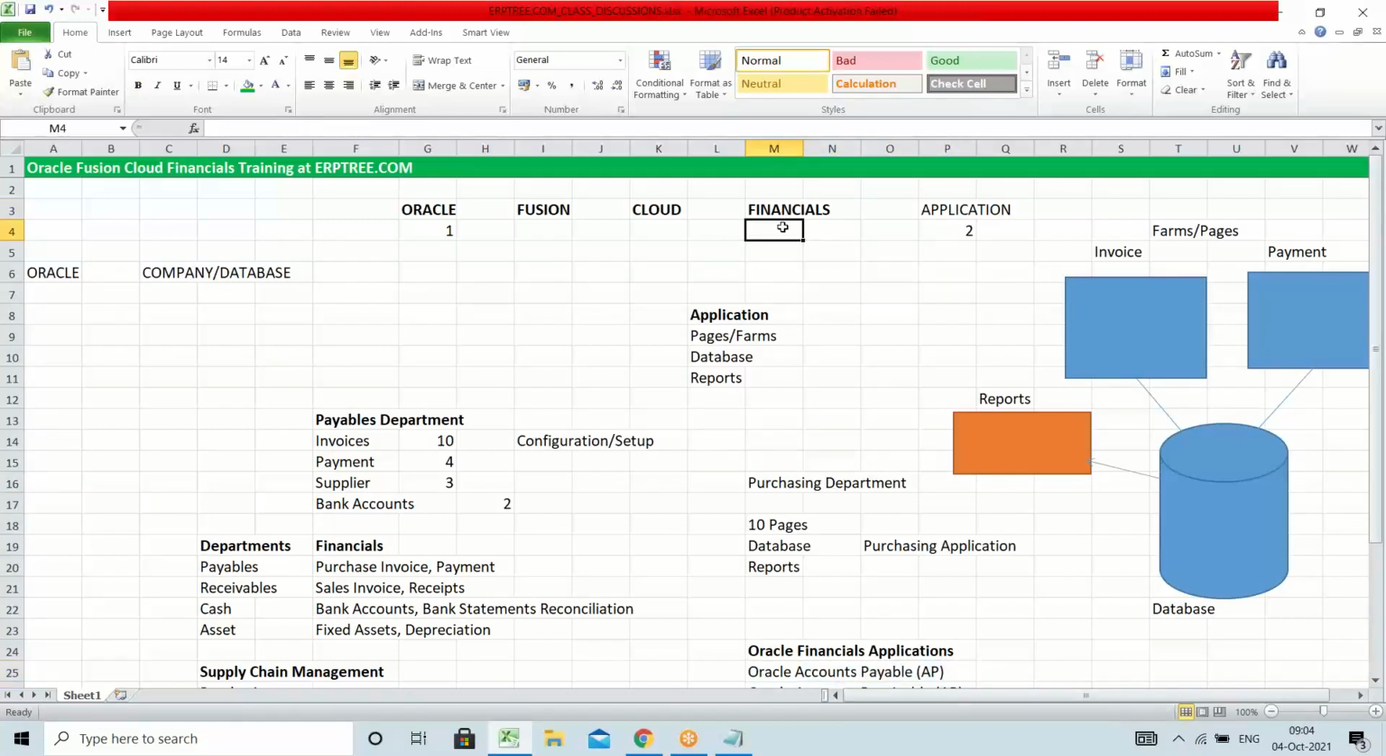Here we discussed Oracle and applications. Finance applications means the applications we are going to use to maintain finance-related data. Only those applications we call financials applications. Now let's talk about what it means by fusion. What does it mean by fusion?